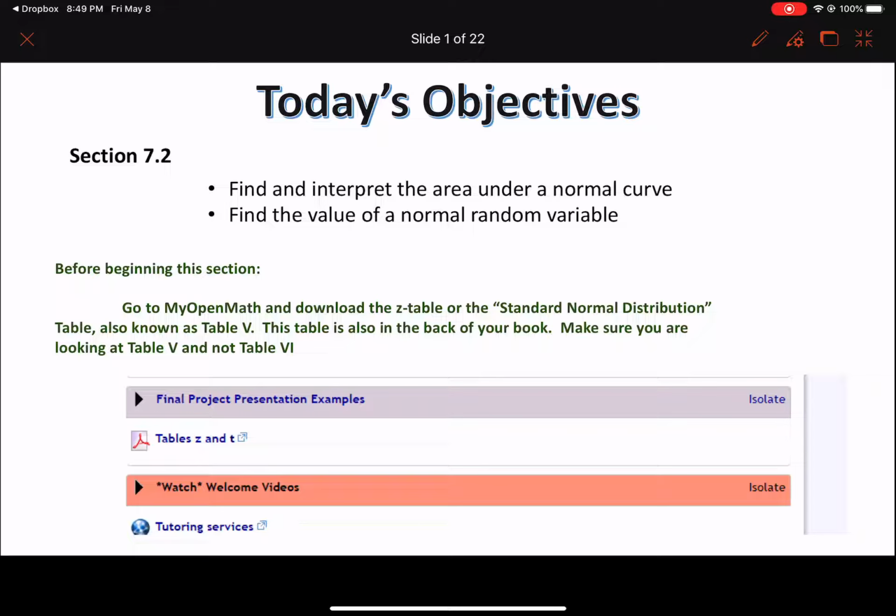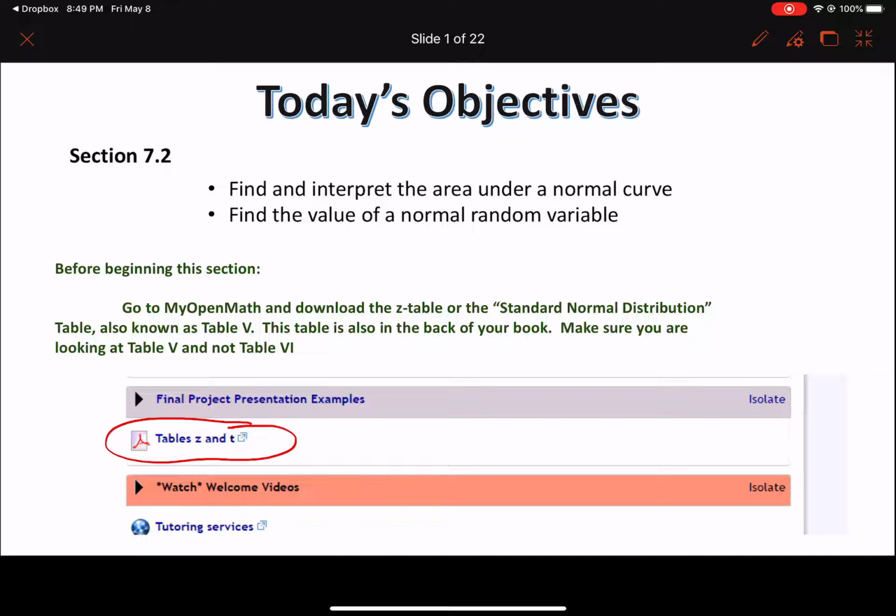Also, before we begin this section, you're going to need the z-table. And the z-table can be found on My Open Math. You can see it right here, right under the final project presentation examples. There's the Z and the T table. It's all one document. The T table is the second page, so you need that first page. It's table 5. Don't look at table 6. It's totally going to mess you up. It's also in the back of your book, so just look for table 5 in the back of your book.